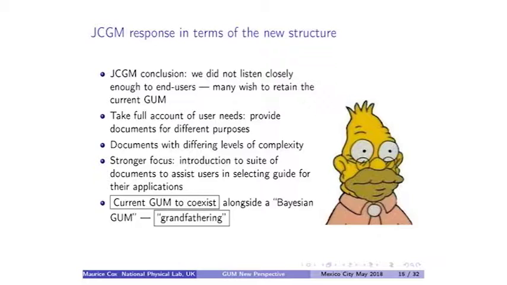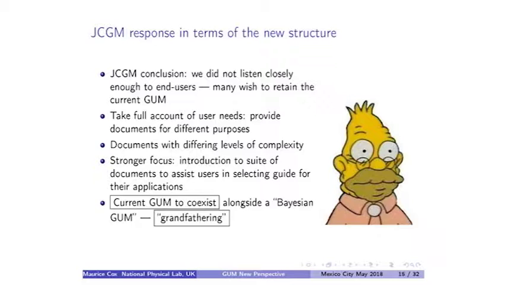What is the JCGM response in terms of the new structure? I'm going to talk about the new structure, the new paradigm, the new perspective. Our conclusion was we didn't listen closely enough to the end users before we started issuing these documents. Many wish to retain the current GUM. We have to take full account of their needs, what they want, and so provide different documents for different purposes.